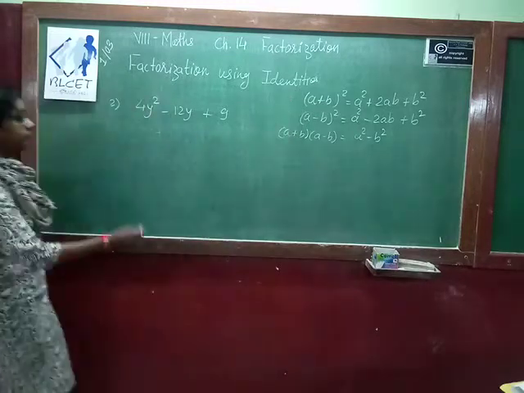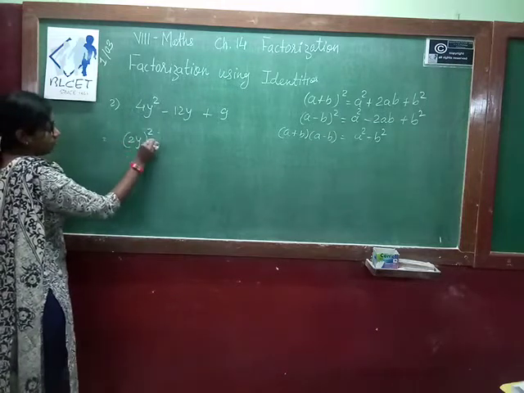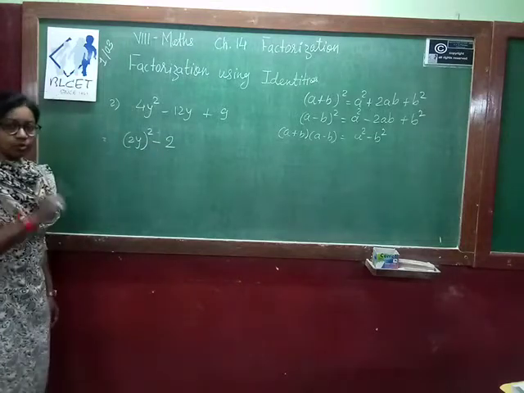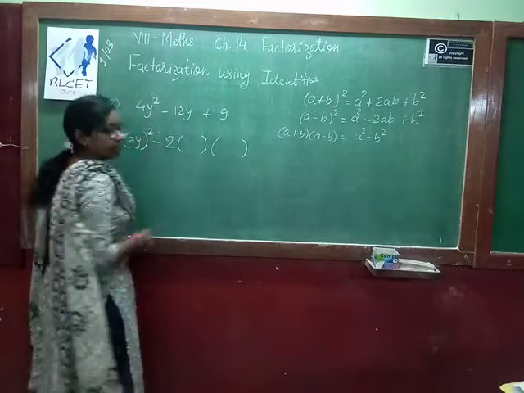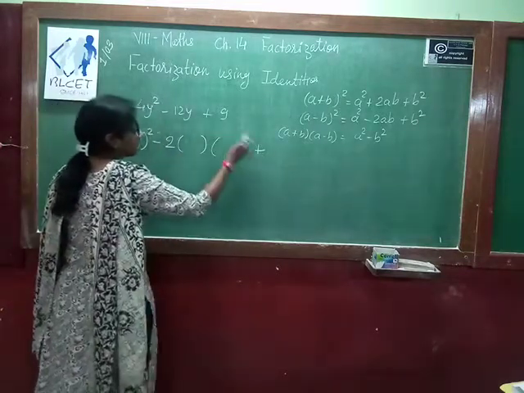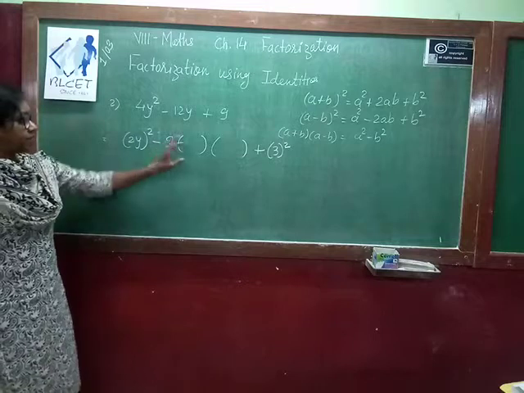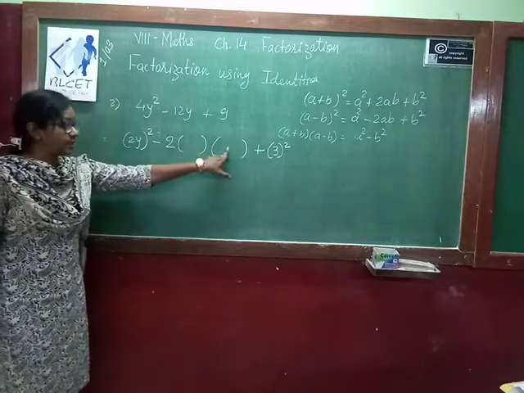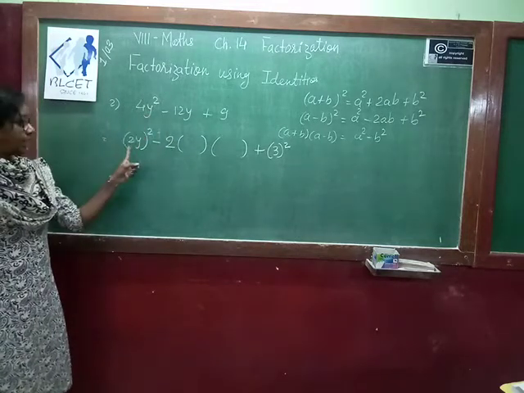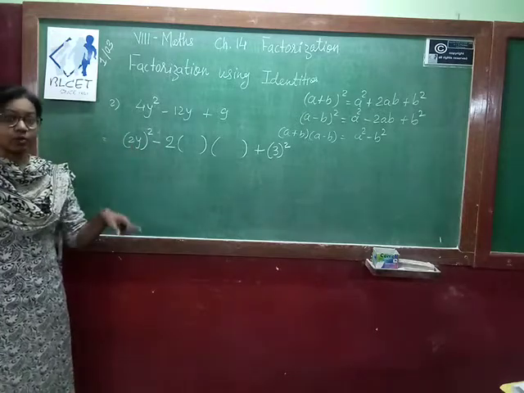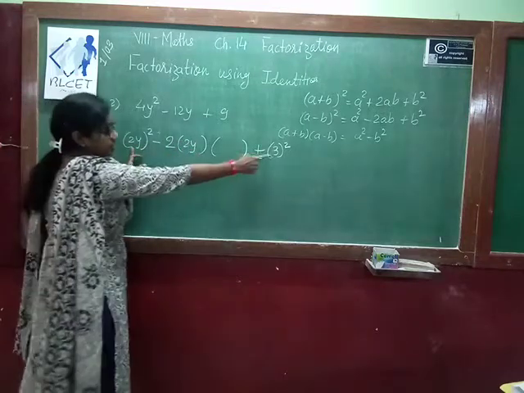So what we will do over here: we know the first and last term. 4y square means (2y) whole square, minus, square is there, so we write 2. We don't know what to write in the first bracket and second bracket. Plus 9 means 3 whole square. Now minus 2 is there. This is your first term, this is your last term. What is our first term? 2y. Don't write 4y square; your first term is 2y without the square. And what is my last term?